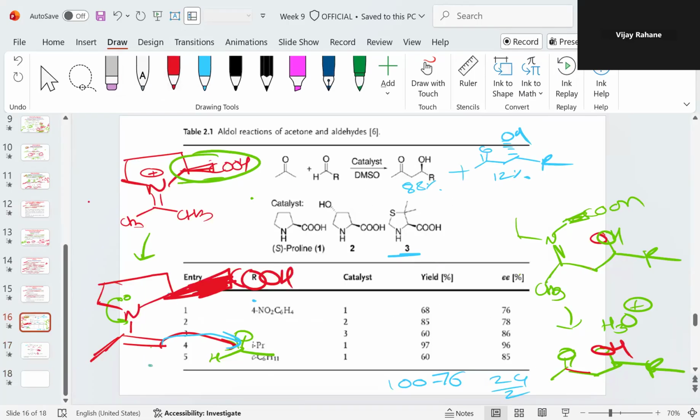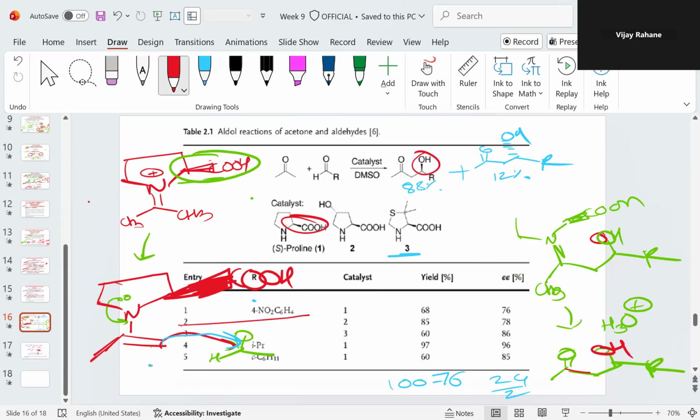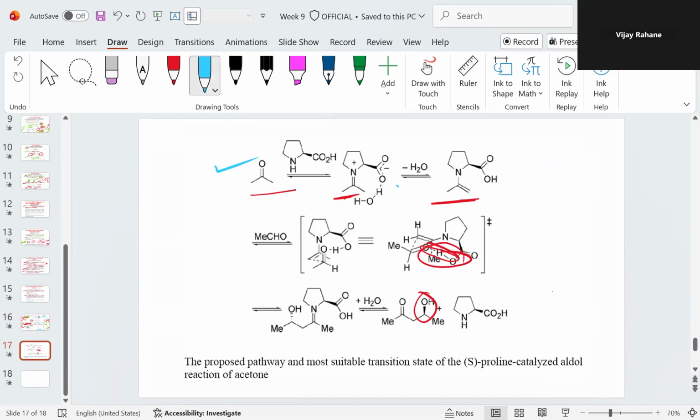And if you look at the product that I have here, the product in this case also has the syn stereochemistry. So if you look from here up to here, the product has the same stereochemistry as our auxiliary part. This is mainly because of this hydrogen bonding.